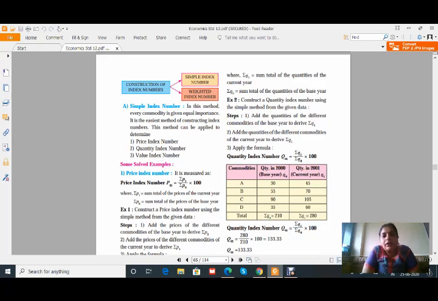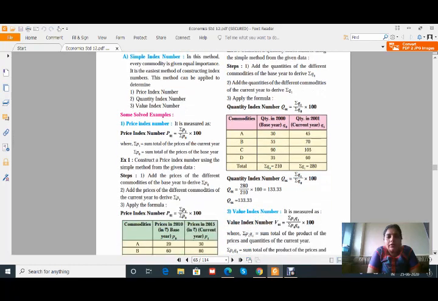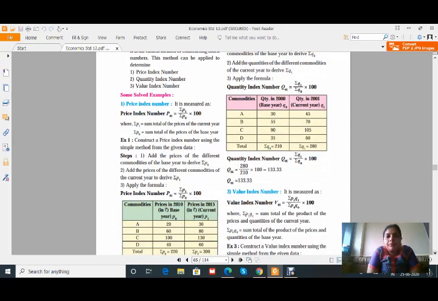In each and every type of index number, we have to calculate the price, quantity and value index number. Okay, let us start with the price index number. It is very simple. Already we have seen that we have to take the base year as 0 and 1 for the current year.